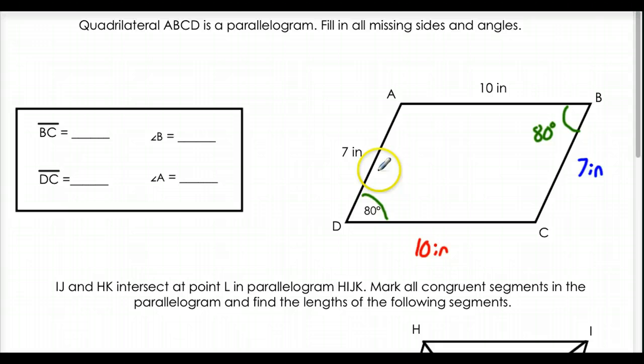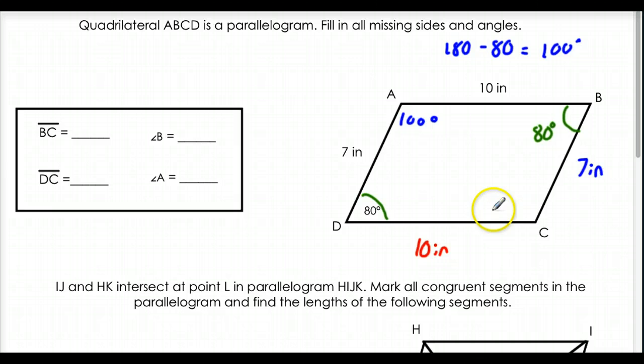And finally, remember, adjacent angles are supplementary. So to find out what A is, all we have to do is 180 minus 80 degrees, and that gives us 100 degrees. And now these two are supplementary. So that's how we fill it out.